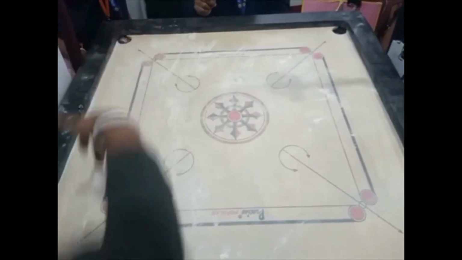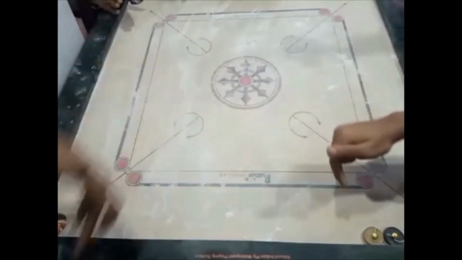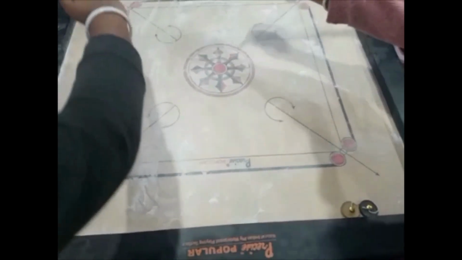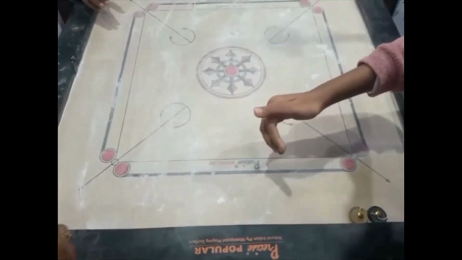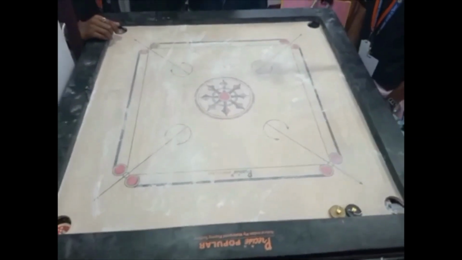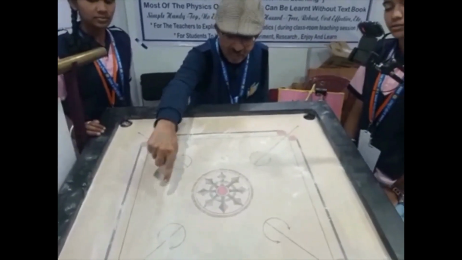So it comes back. Why does it come back? Because the effect of gravity is in this direction. Why is it coming back faster? Because the direction of motion of the striker is also in this direction, as well as the effect of gravity is also in the same direction. Very good. Faster. Excellent. Now you hit the striker at some angle.